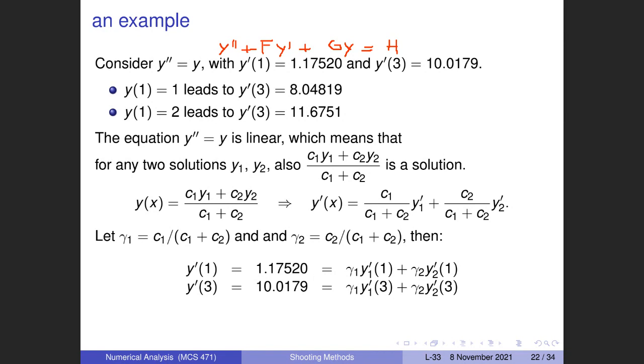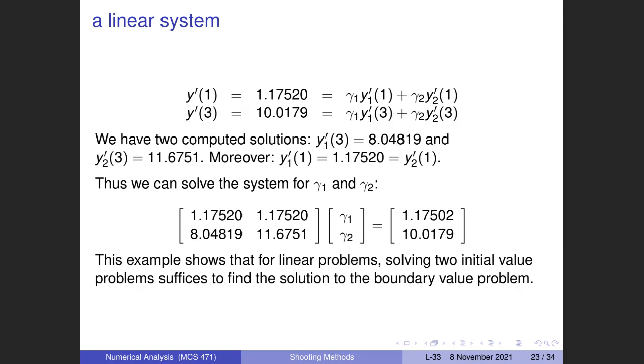So with 1, we have y1 prime. So let me show how this turns into a linear system. It's a linear system in the unknowns gamma 1 and gamma 2. So we obtained for y1 we undershot, and for y2 we overshot. So we have the coefficients in our matrix, the y1 and the y2.